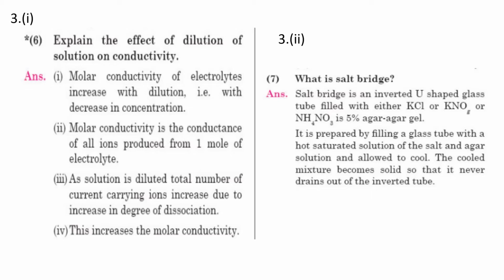Second question, what is salt bridge? Salt bridge is an inverted U-shaped glass tube filled with either KCl or KNO3 or NH4NO3 in 5% agar-agar gel. It is prepared by filling a glass tube with a hot saturated solution of salt and agar-agar gel and allowed to cool. The cooled mixture becomes solid so that it never drains out of the inverted tube.